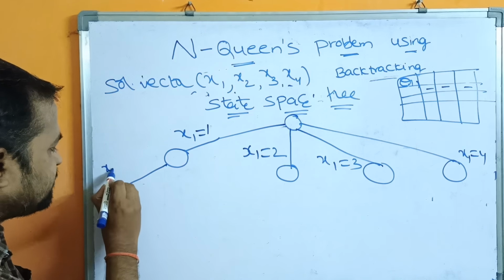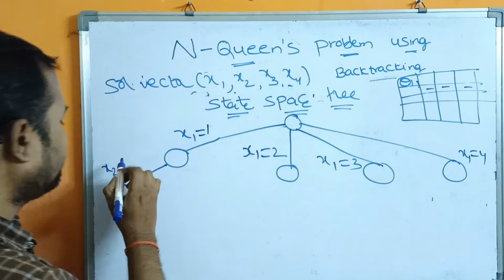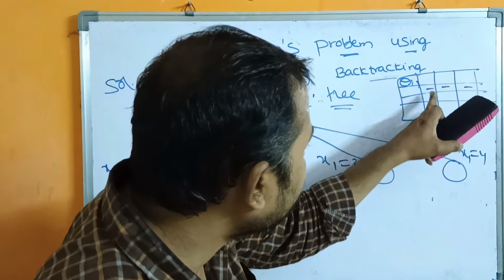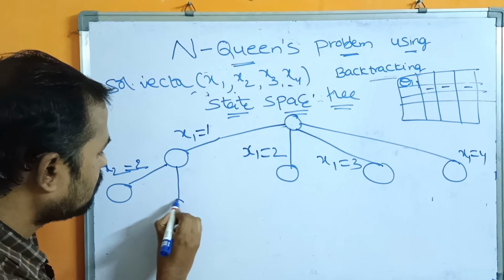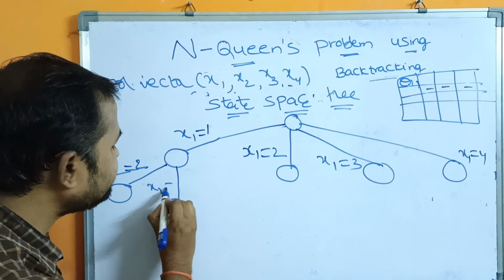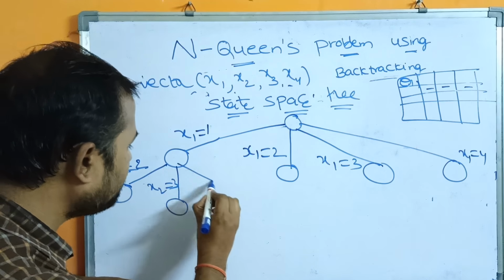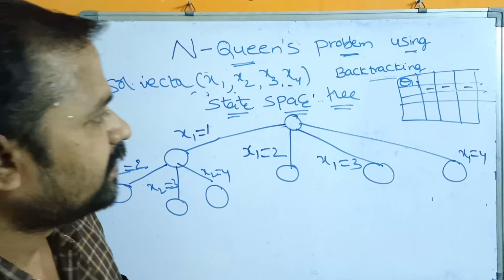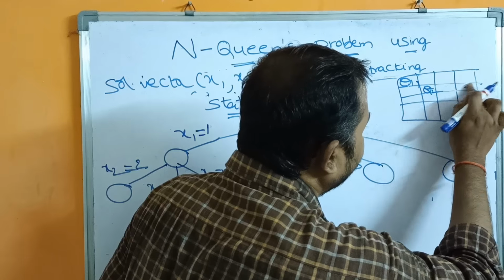So x2 means queen 2. Queen 2 can be placed in, what is the column number? This one, 2. So x2 is equal to 2, or it can be placed in second row third cell, or it can be placed in second row fourth cell. Okay. Next, if we observe here, let us assume that we place the q2 here.